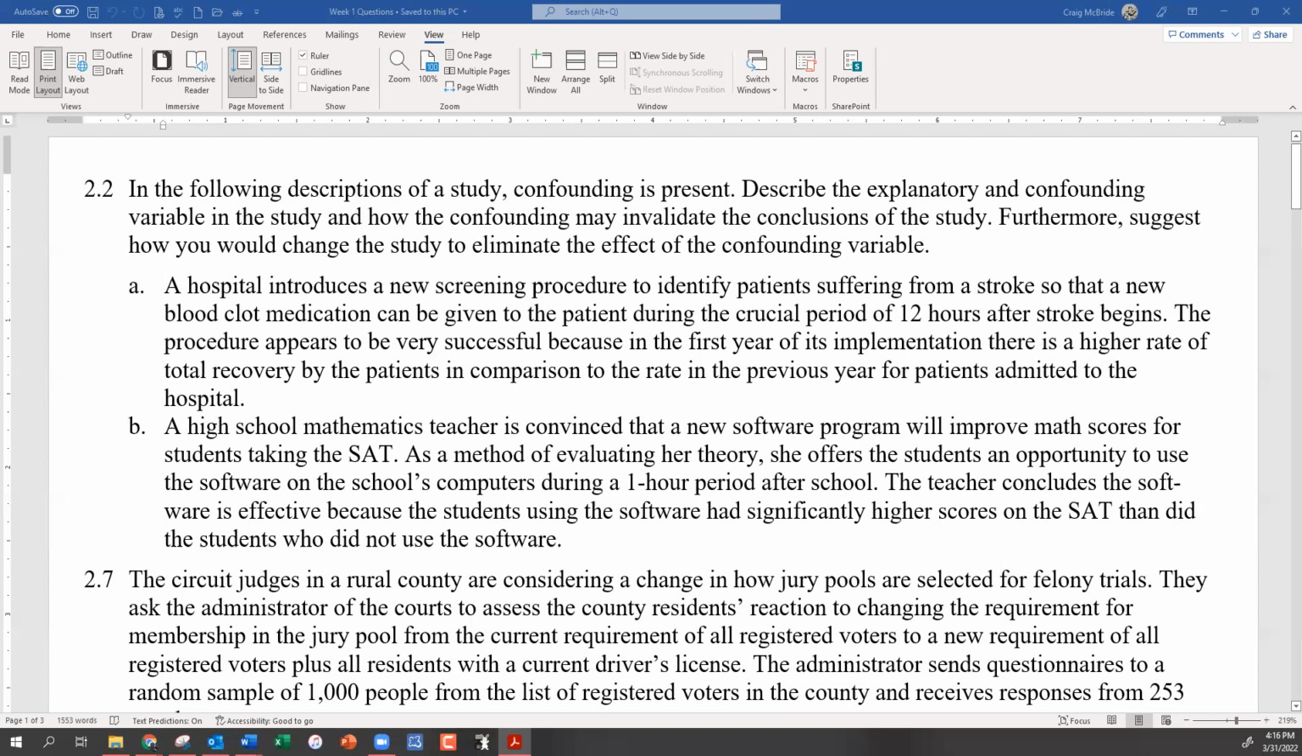Now, what is the confounding variable here? Well, I thought it could be the student's performance before taking the SAT. They could all be at different levels of performance. Great point. And the reason why that's not a confounding variable is you would measure pre and post and then look for a difference. So even if they were at different levels, you're still just looking at a difference between what they did before and what they did after.